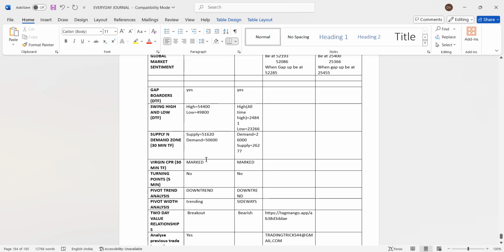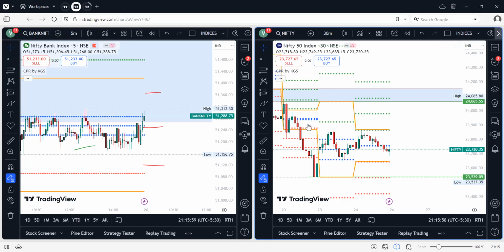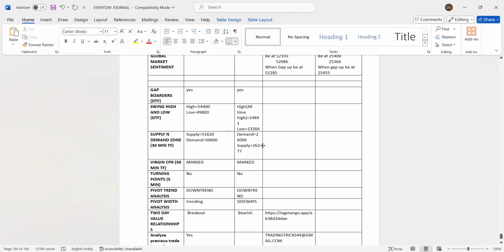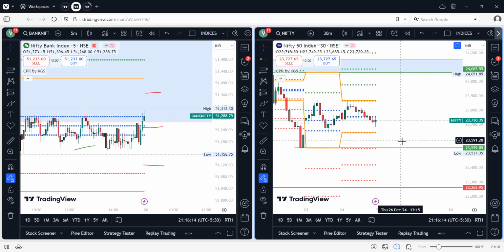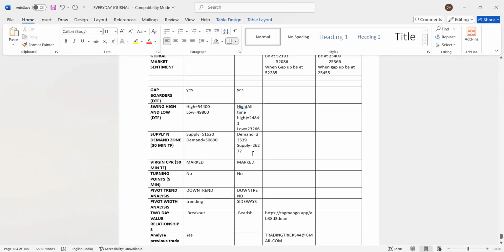Now I have marked the supply and demand zones. Let's see what is the demand zone here. 23,539. Now tomorrow, check these levels in the chart whether these levels are respected by the market. 23,539.